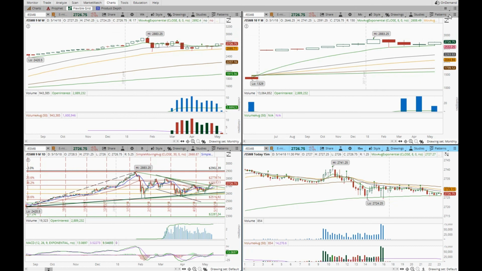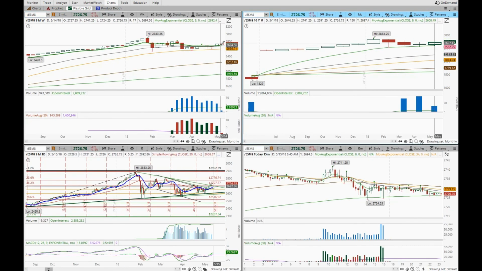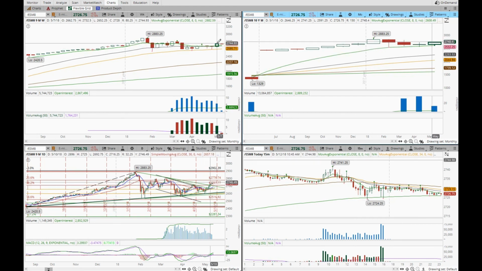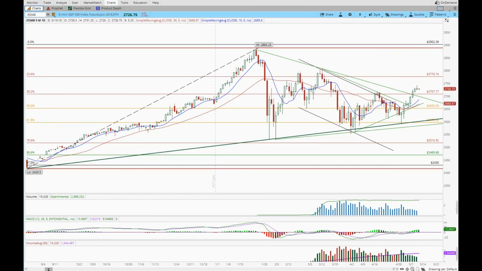The monthly is moving up, and then on the weekly, this is the first day of the week. Last week was a nice move to the upside, and now it's pausing. So we'll see how it goes. Okay, so that would be today's market analysis.